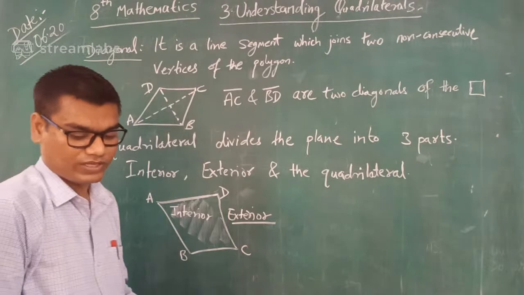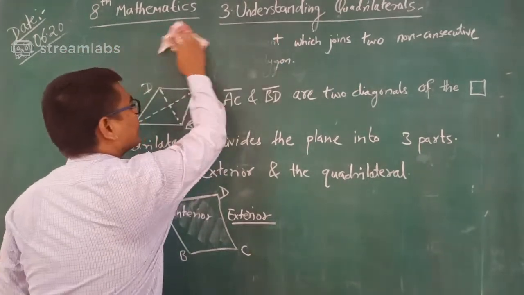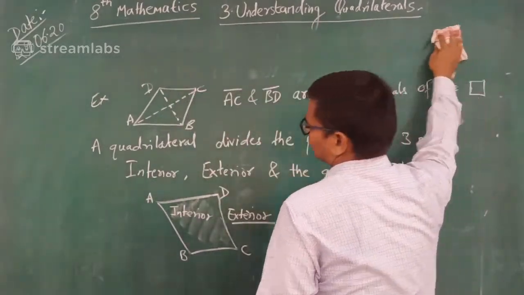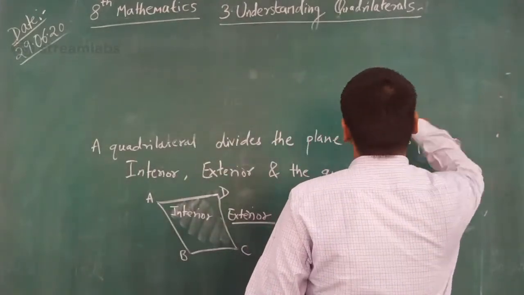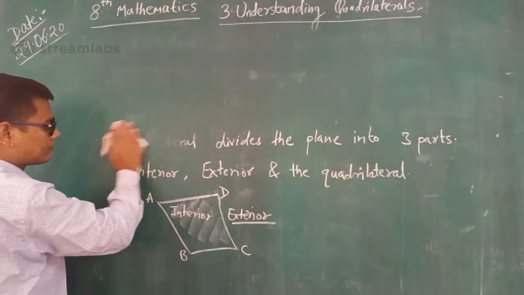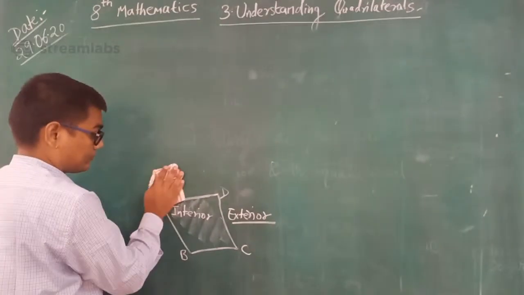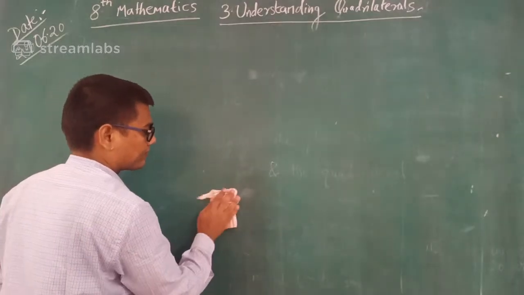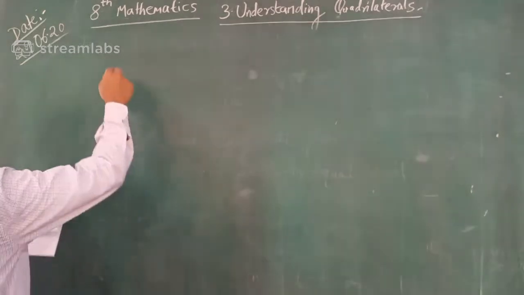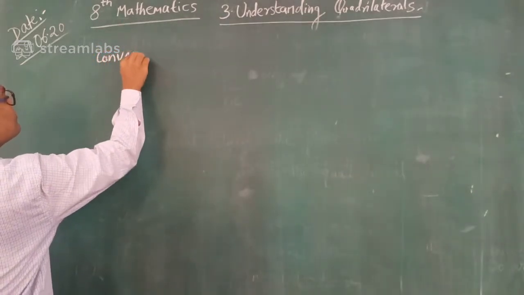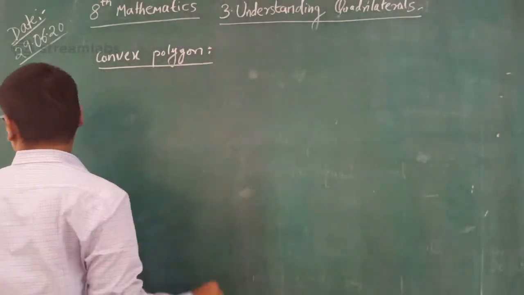Now, two different types of polygons: convex polygons and concave polygons. Convex polygon.